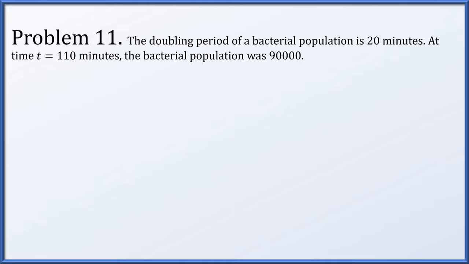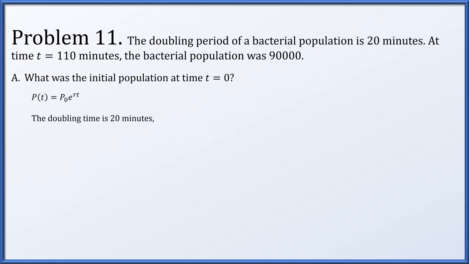The doubling period of a bacterial population is given to be 20 minutes, and at time t equals 110 minutes, the bacterial population is 90,000. The first thing we're going to do is solve for the initial population, the population at time t equals 0. Now we're following this exponential growth model, so the population at time t is the initial population, which we do not know, times e to the rt, where r is the growth rate, which we also do not know a value for. What we do know, however, is that the doubling time is 20 minutes.